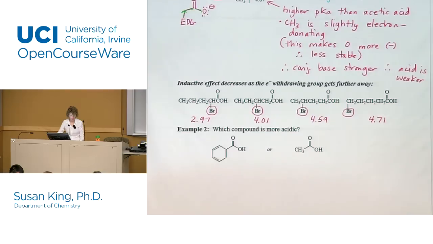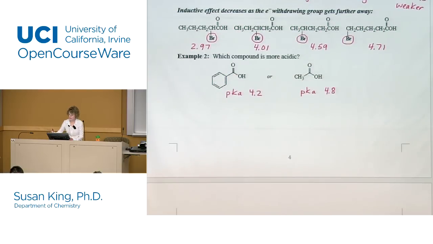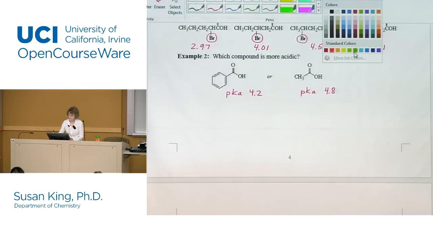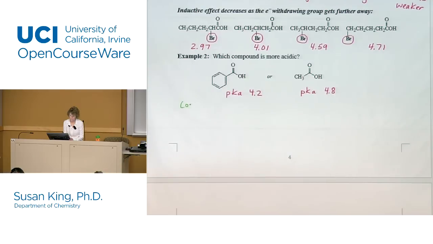All right, let's do a couple more acid-base examples. How about this one? Which one do you think is more acidic? First one or the second one? First one? Not a profound difference, but the first one is definitely more acidic, 4.2. And this is pKa 4.8. And so how do we explain this? We're going to do the same thing we did previously. Look at the conjugate base.